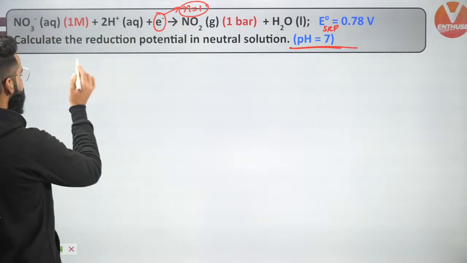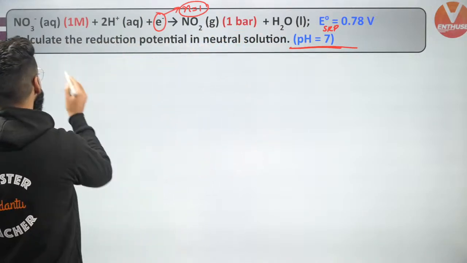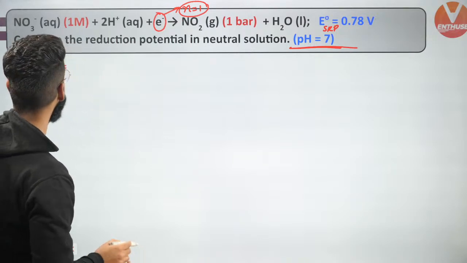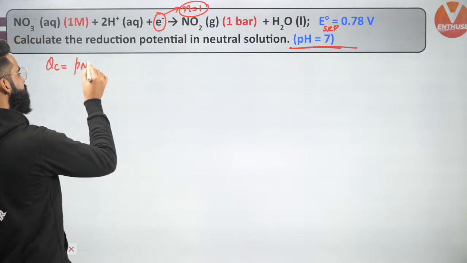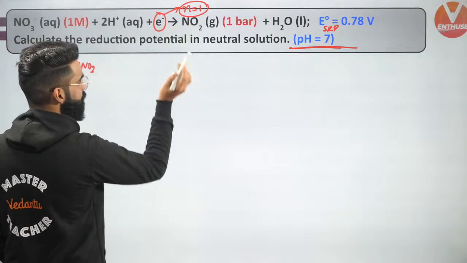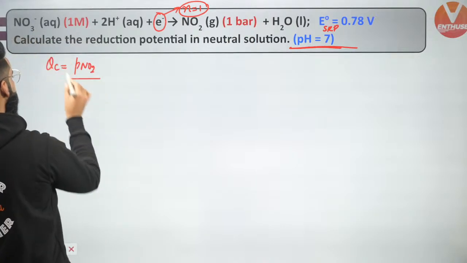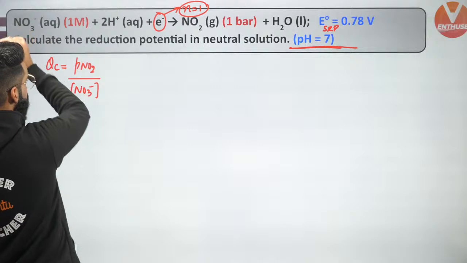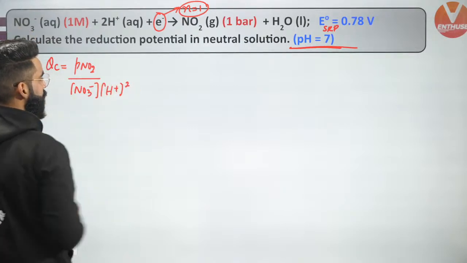We got the value of n. We got the value of standard reduction potential. I simply need to write the expression for QC. The expression for QC is going to be the pressure of NO2, which I call the partial pressure of NO2, raised to the stoichiometric coefficient. The liquid form has active mass unity, divided by the aqueous forms, for which I'll be using concentration. So the concentration of NO3 negative raised to its stoichiometric coefficient, multiplied by the concentration of H positive to the power 2.